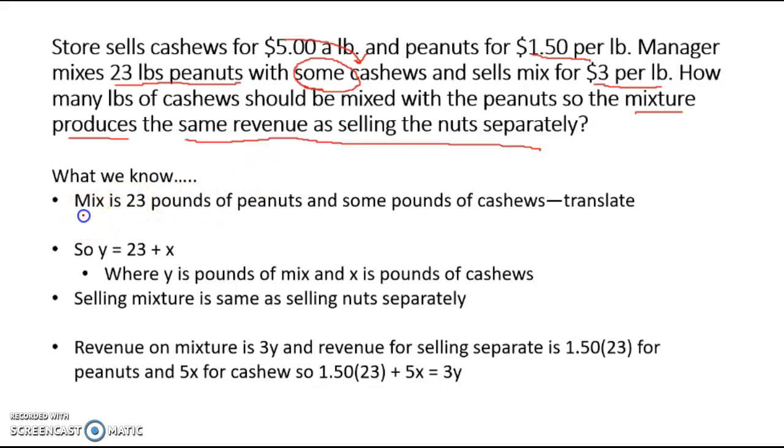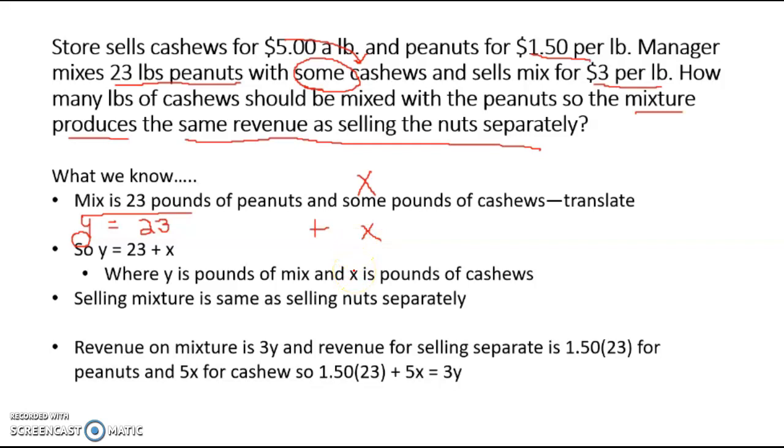So we know that the mix is 23 pounds of peanuts and some cashews. And in algebra, of course, some is going to be a variable. So I'm going to use X for some cashews. Now I'm going to translate that into an algebraic equation. So the mix, since that's the other thing I don't know, the mix, that's Y, equals 23 pounds plus X. So there's my first equation.